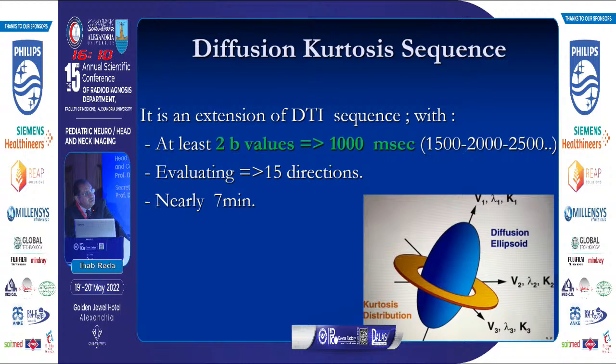Now, what is the sequence of kurtosis? It is just a sequence of diffusion tensor in condition to use two b-values more than 1,000 and to evaluate more than 15 directions. It is just a normal diffusion tensor sequence which takes about 7 minutes.